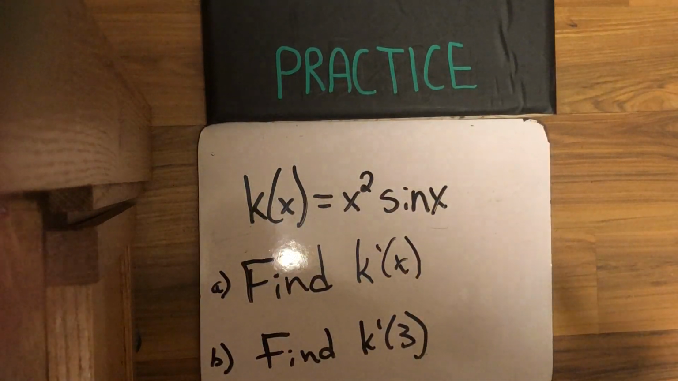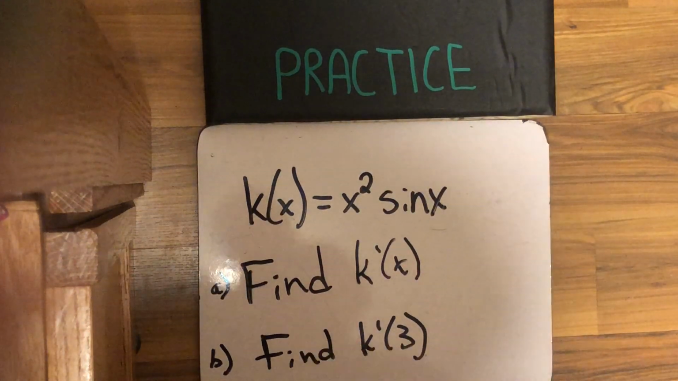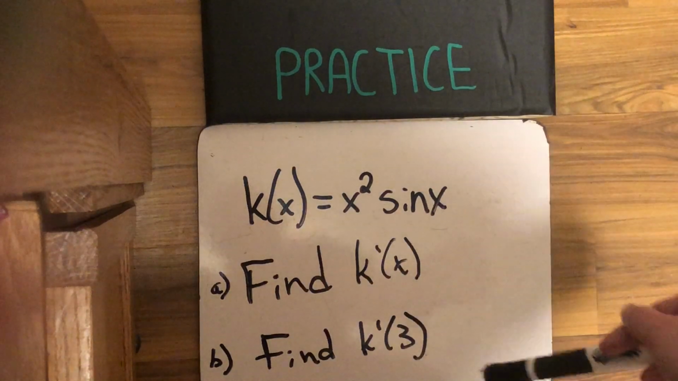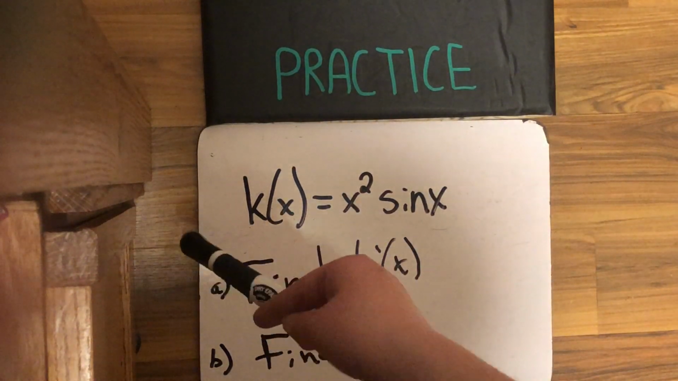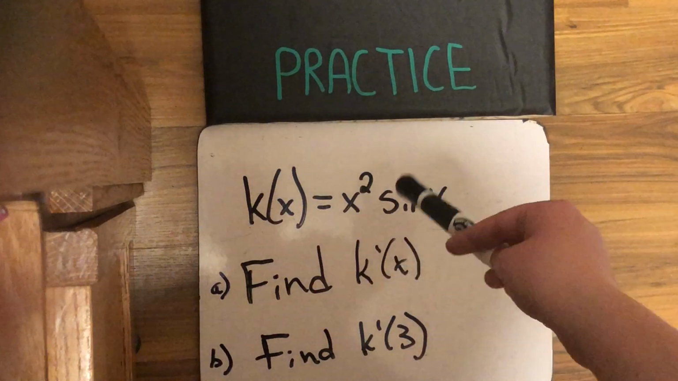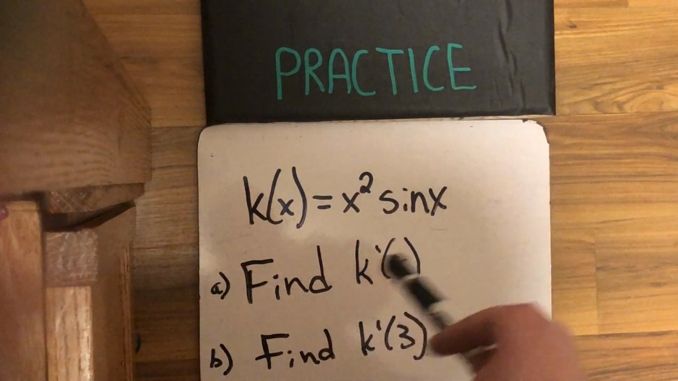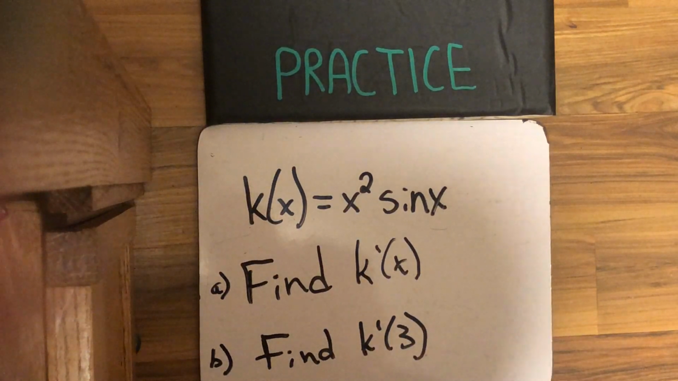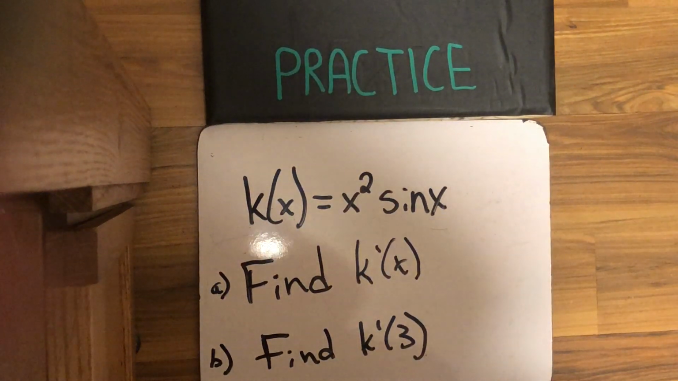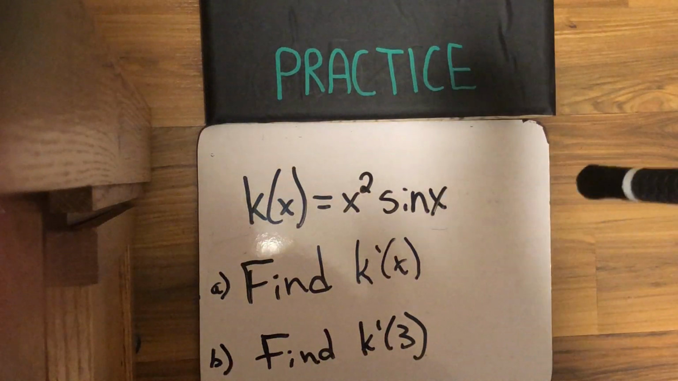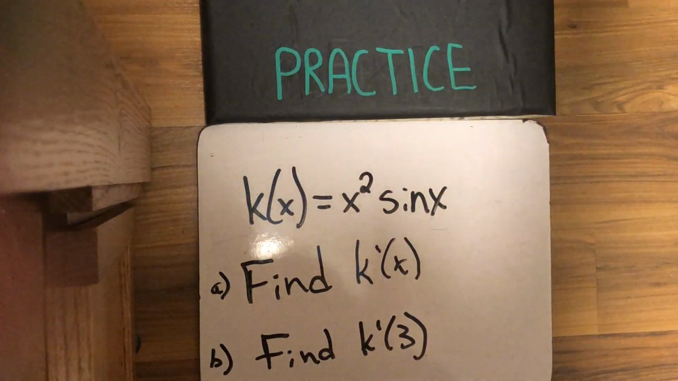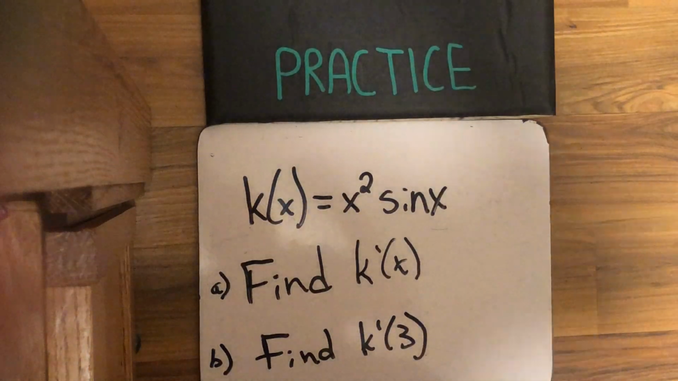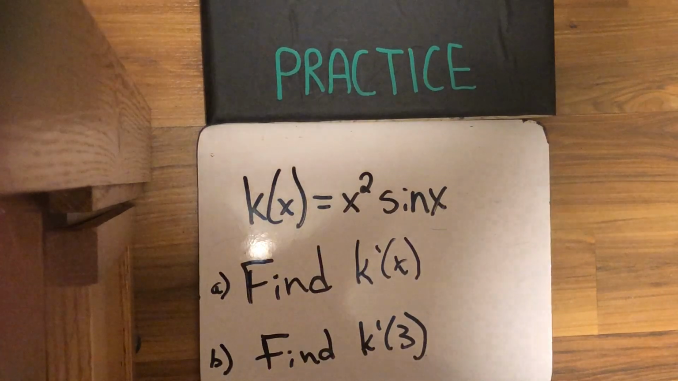For the second problem, you're going to try on your own. It is a 2-step question. So when I go over the answers, I will first go over A and then go over B. Using this function, k of x equals x squared times sine of x, find k prime of x and find k prime of 3. So go ahead, pause the video right here, write this down in your notes, solve it, check back with your different derivative rules and the notes you already took, and then resume the video to see the answer and the work.